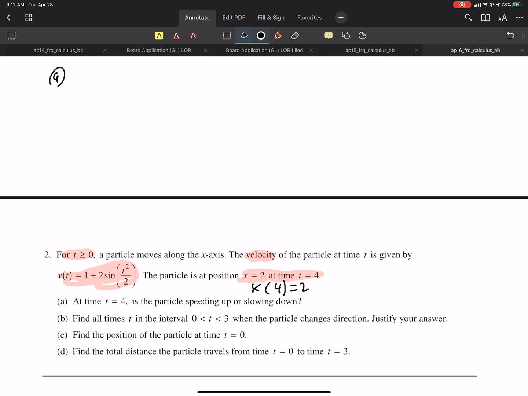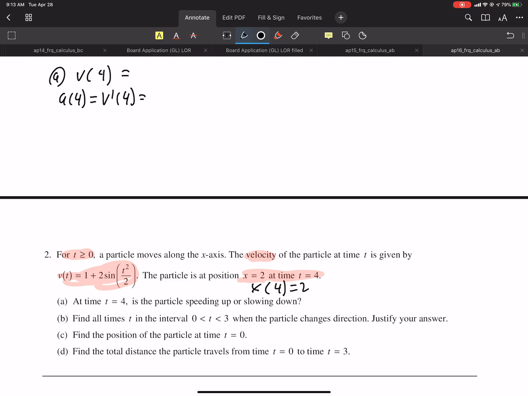So part A is a particle speeding up or slowing down. So that is one of your justifications, and that's based upon the velocity and acceleration. So if the velocity and acceleration have the same sign, the speed is increasing. If they have opposite signs, the speed is decreasing. So we need to find the velocity at 4, and we need to find the acceleration at 4. But the acceleration at 4 is the derivative of the velocity at 4. So that's all calculator work.